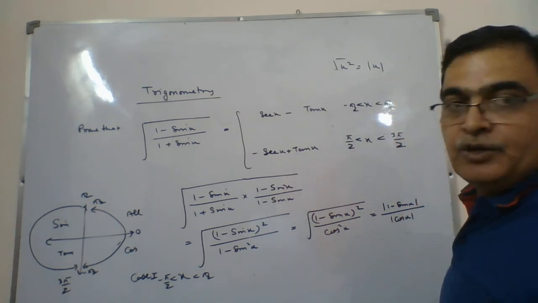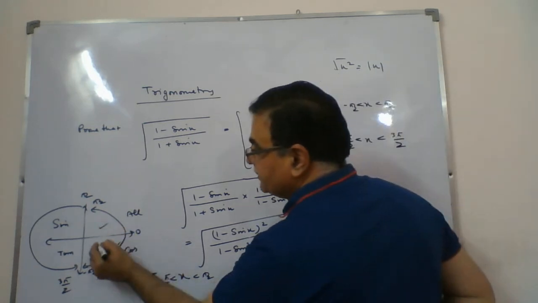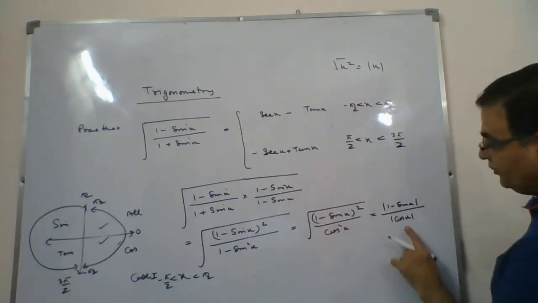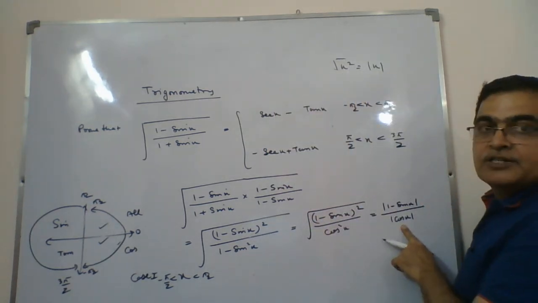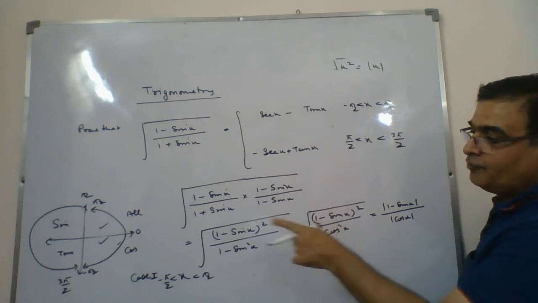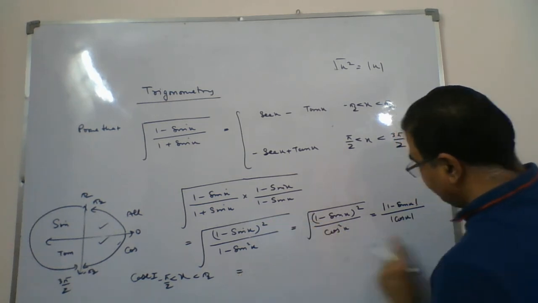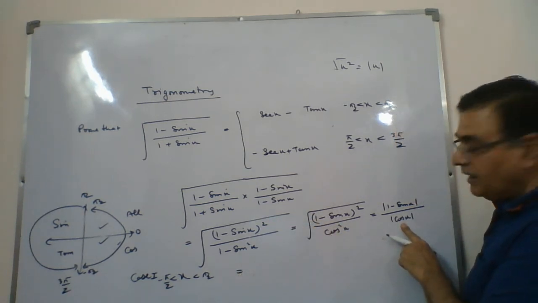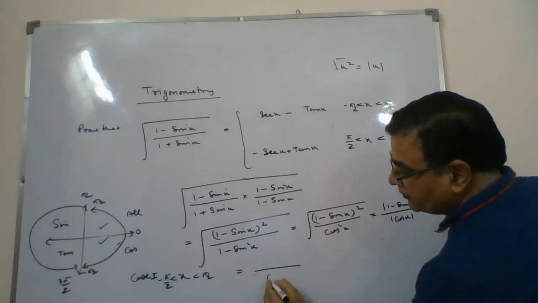When you have x between minus pi by 2 to pi by 2, it means this quadrant and this quadrant. One thing is clear: cos is always positive in this case, first quadrant all positive, fourth also positive. So as the inside quantity in the modulus is positive, we write this simply as cos x.